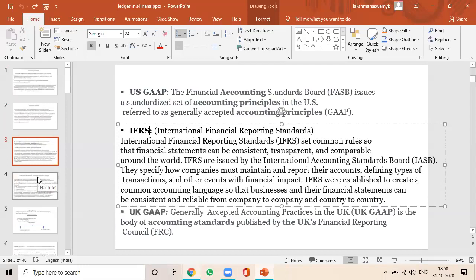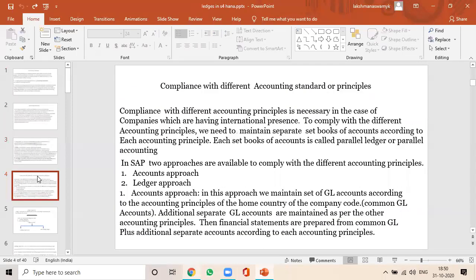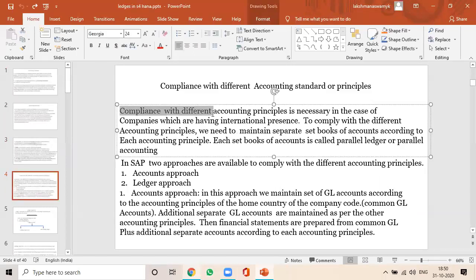Because I'm coming from scratch, right? Then compliance with different accounting standards or principles. Compliance with different accounting principles is necessary in the case of companies which have an international presence. To comply with different accounting principles, we need to maintain a separate set of books of accounts according to each accounting principle. Each set of books of accounts is called a parallel ledger or parallel accounting.